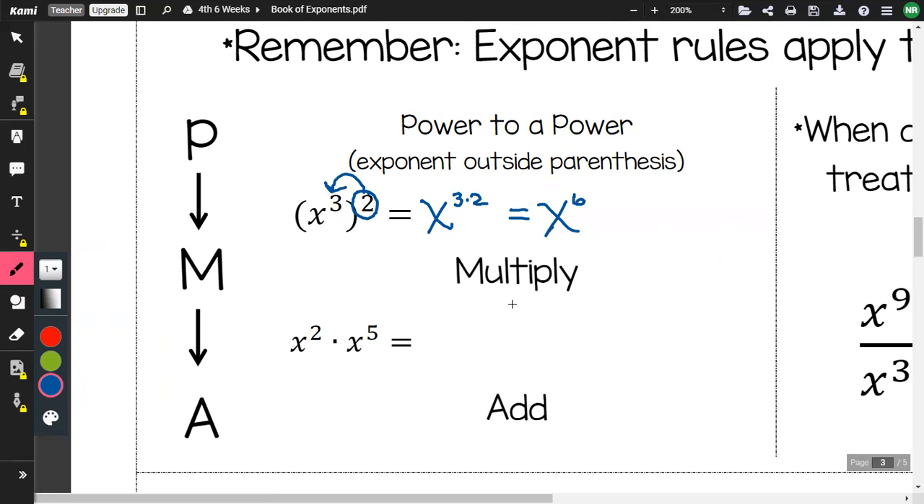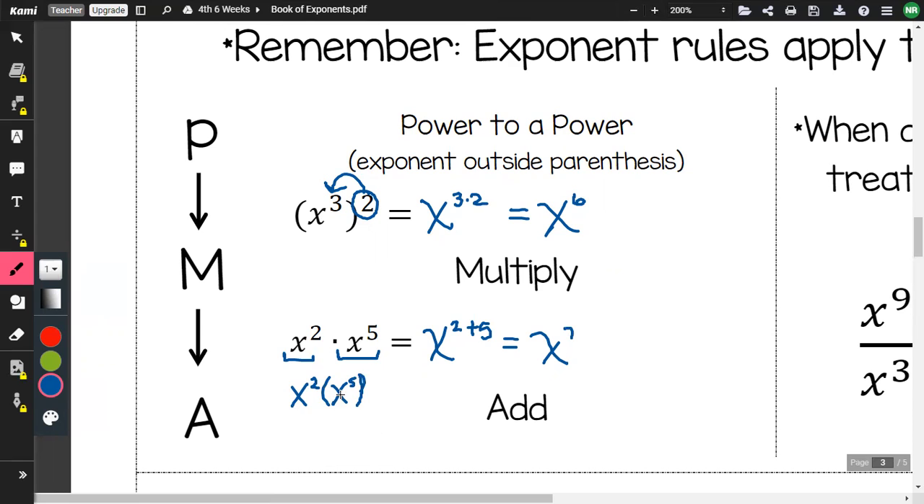positive 6. But if you're multiplying two powers, two separate powers, two bases, two exponents, what do you do to the exponent? Add them. 2 plus 5. And that gives you what? 7? Once again, now you can see it a couple of different ways. You can see it as x and the x to the power of 5 in parentheses.